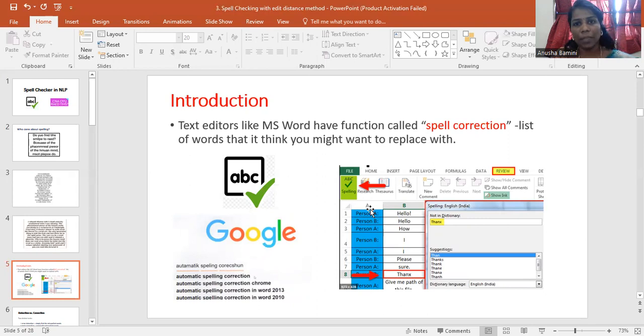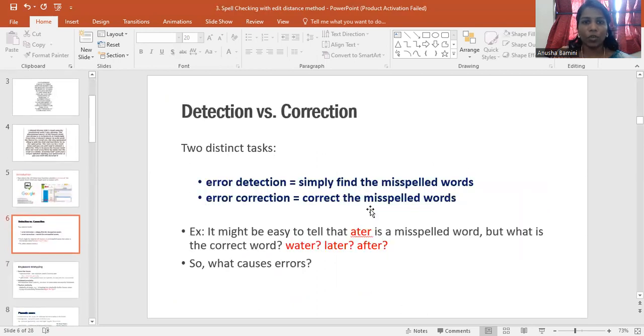Using this application, we can replace the wrong word with the correct word, which plays a main role. It is a very good application. When we are applying spelling correction, before that we have to identify the basic difference between spelling detection as well as correction. Both are different and do different tasks. The first one is error detection.